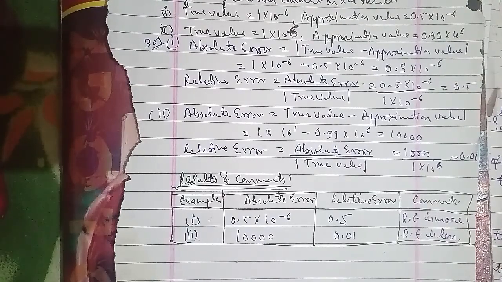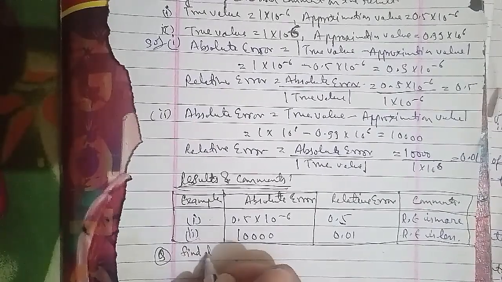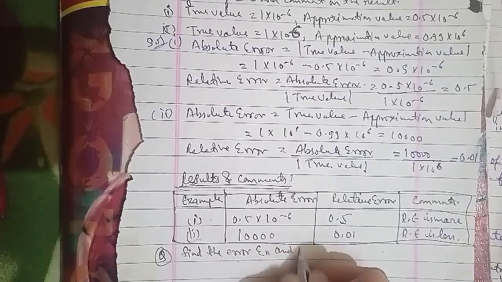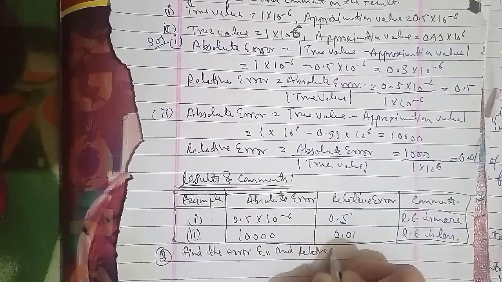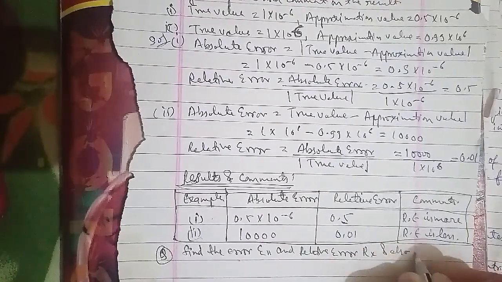The question is: find the error Ex and the relative error Rx, and also determine the number of significant digits in the approximation of the following.